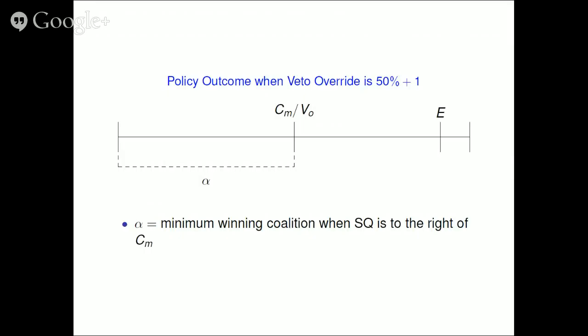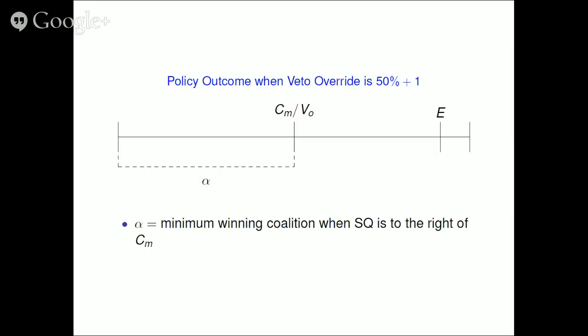Once the executive vetoes, the chamber median can override that veto simply by having another vote. In this case, the policy can end up exactly at the chamber median's ideal point, but here's the important thing, and this is how we're going to get empirical leverage. The minimum winning coalition, that is the fewest number of legislators who could possibly vote for this veto override, is indicated by space alpha, that is the chamber median and everybody to the left.